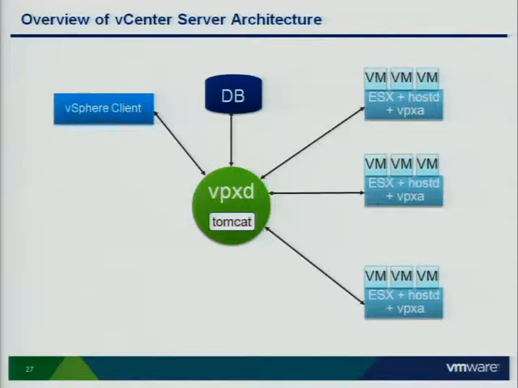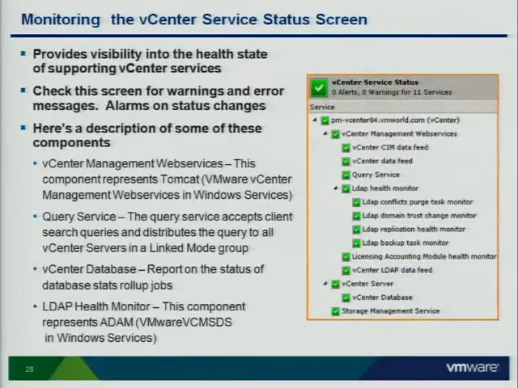Now that you have an understanding of this, let's look at some of the things that you can do to monitor whether things are healthy or not. The Tomcat web server hosts a bunch of critical services, and some of them are listed here. Another service that it hosts is the service that helps you monitor what's going on with each of these services. It's called the vCenter Service Status screen, which you can access from the home page on your VI client. When you click on that button, you get a summary of all the critical services that vCenter has, in a collapsed and expanded view.